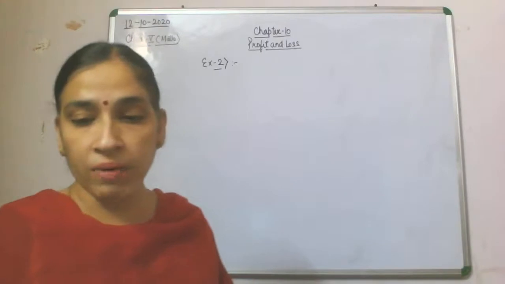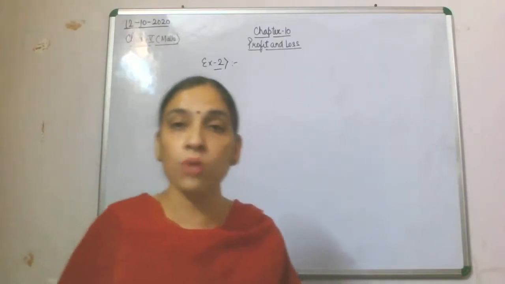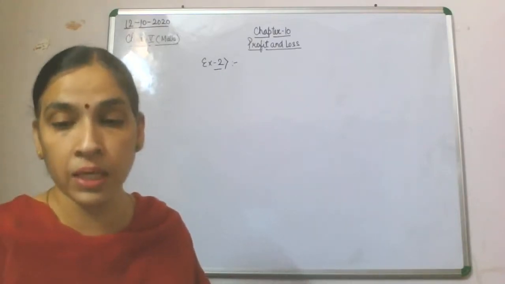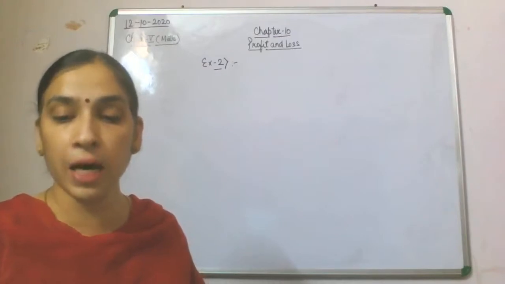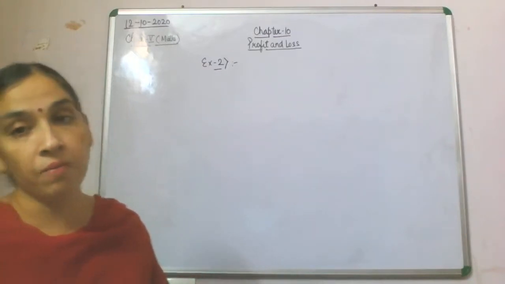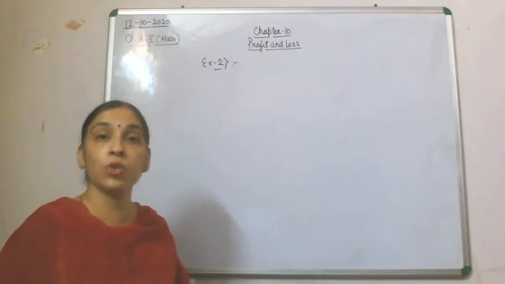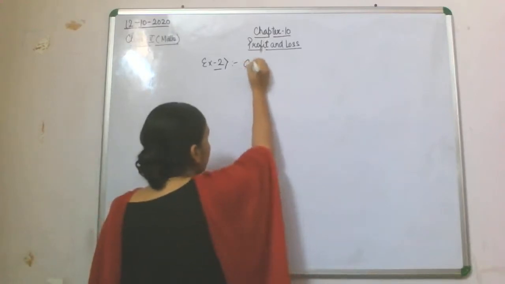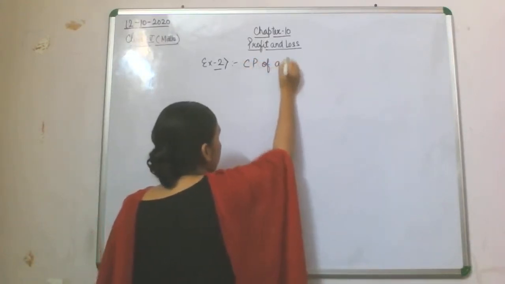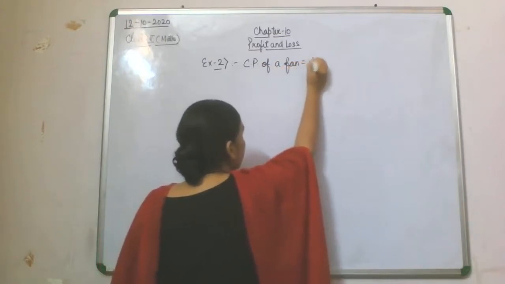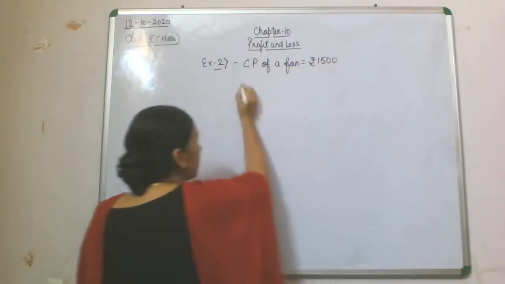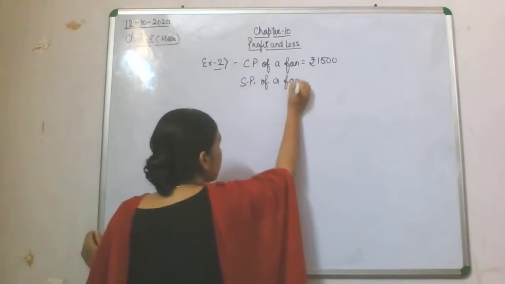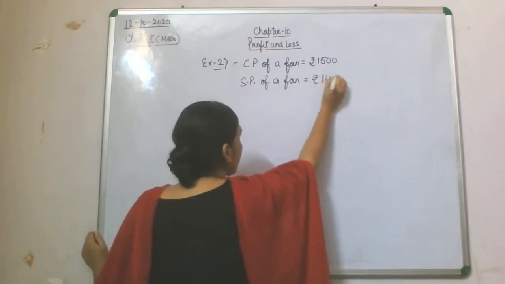Now, a man sold a fan for rupees 1465. Here, sold for this means that is the selling price. Find the loss percent if he had bought it for rupees 1500. Bought it for rupees 1500 means the cost price will be rupees 1500. Cost price of a fan is rupees 1500. Then selling price of a fan is rupees 1465.